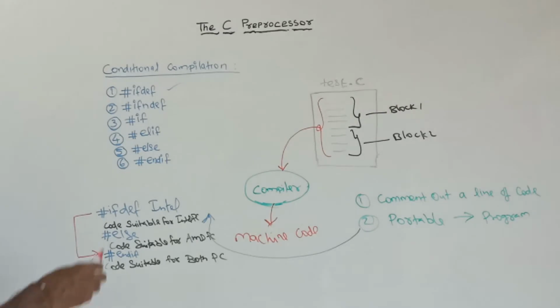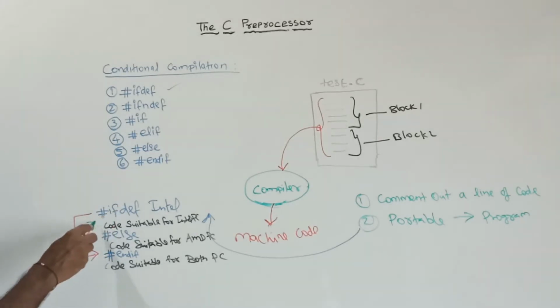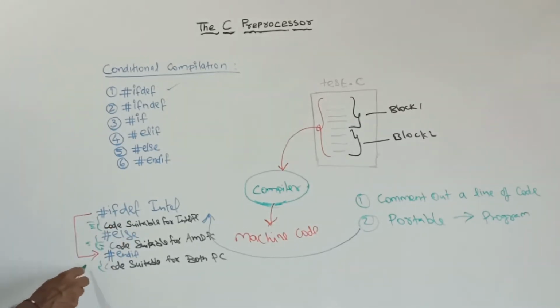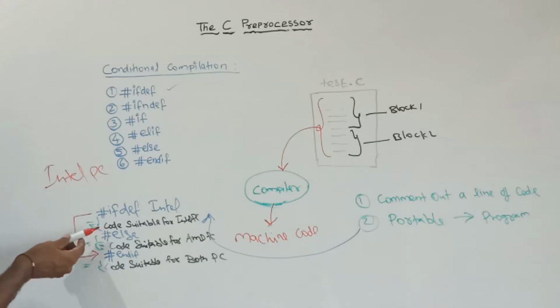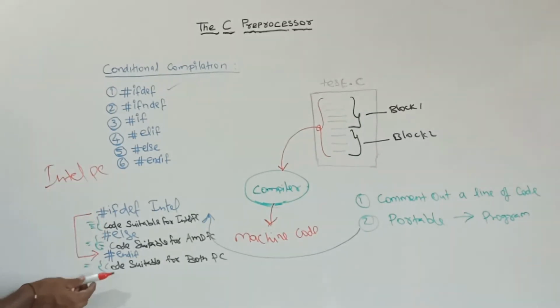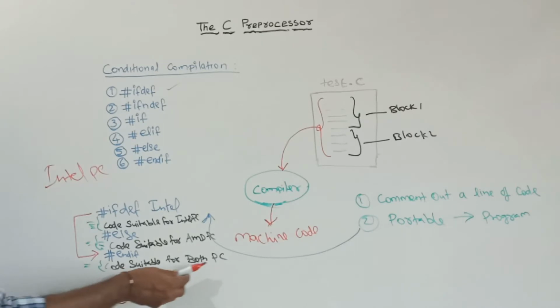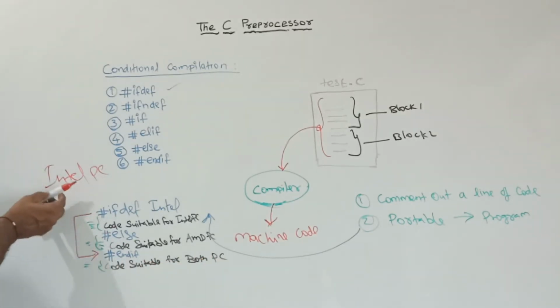Suppose we are running this program, for example, let us assume here we are having some set of statements, some programming lines. These programming lines are suitable for the Intel PC. This programming line is suitable for the AMD PC. Next, this program is suitable for both. Suppose I am running it on an Intel PC, then this if part, and after this endif, the code suitable for both PCs, this part will be executed on this Intel PC.